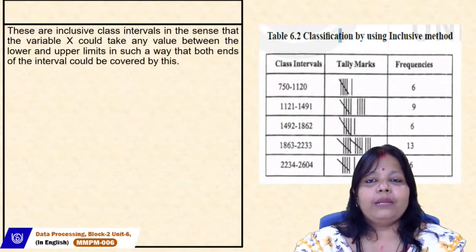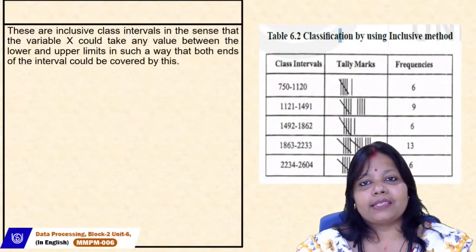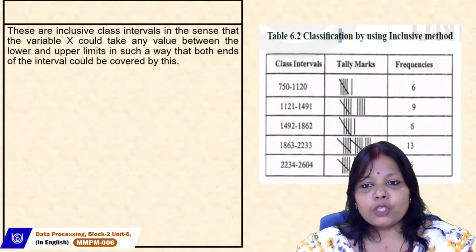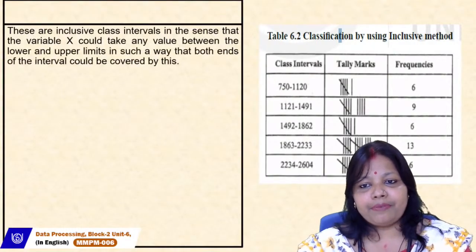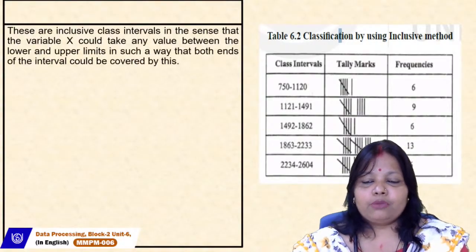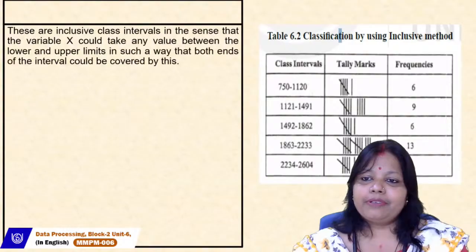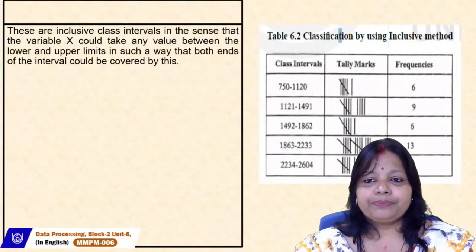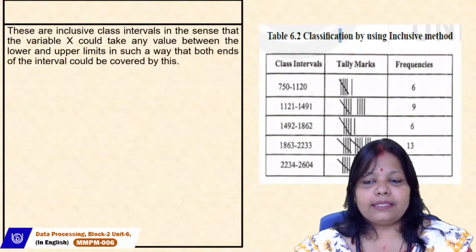No. The lower limit of the second class interval is different. It is the next number. So it means in the first class, 750 is there as well as 1120 is also there. So what is the width? Just take the difference. What is the number it is? So this number of numbers are there inside the interval.